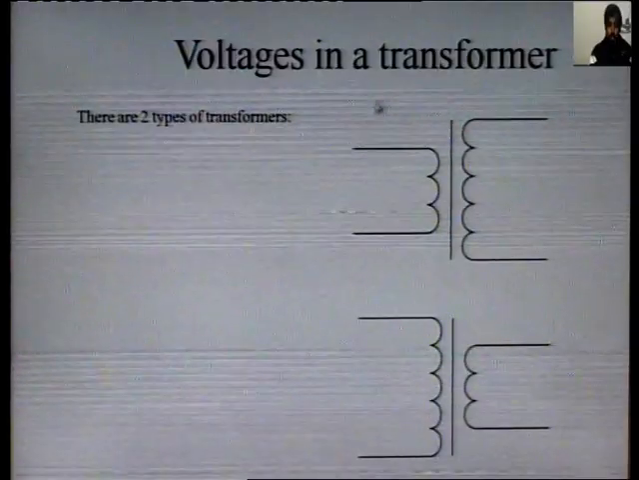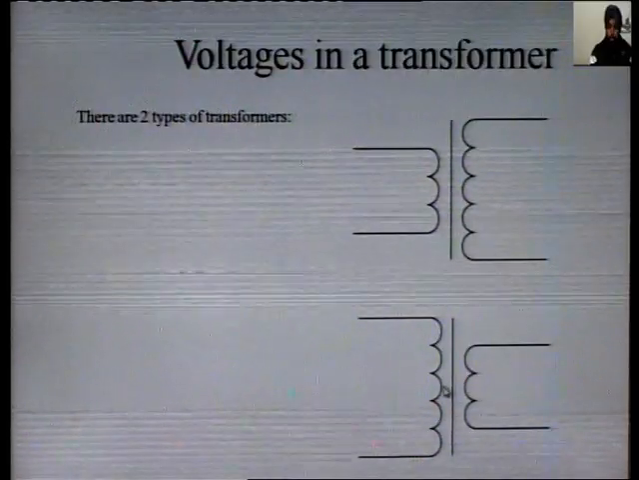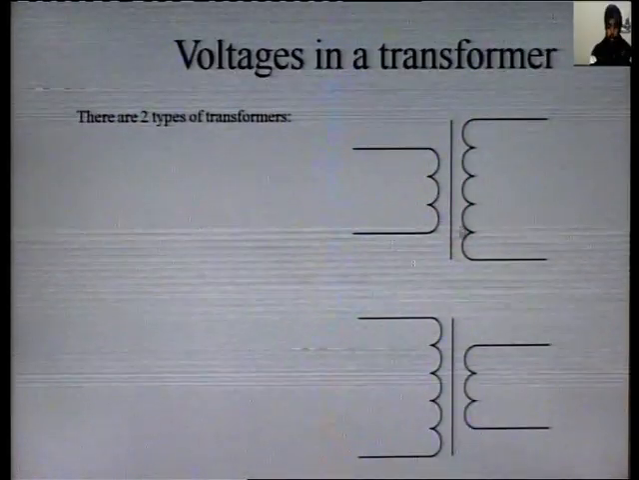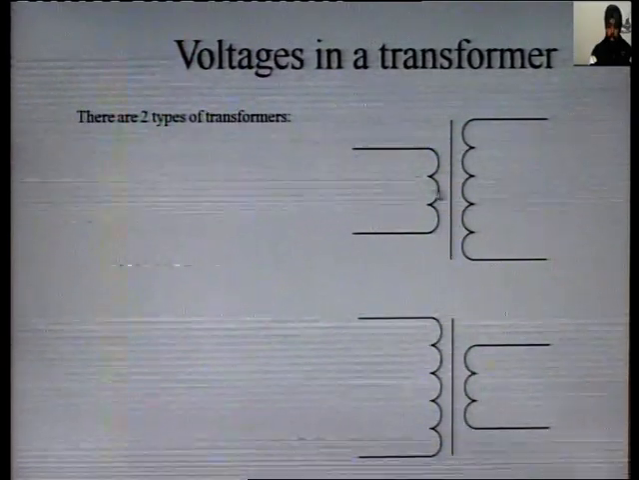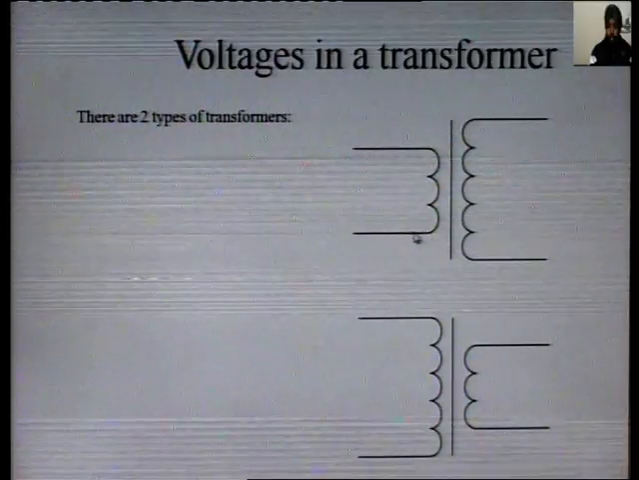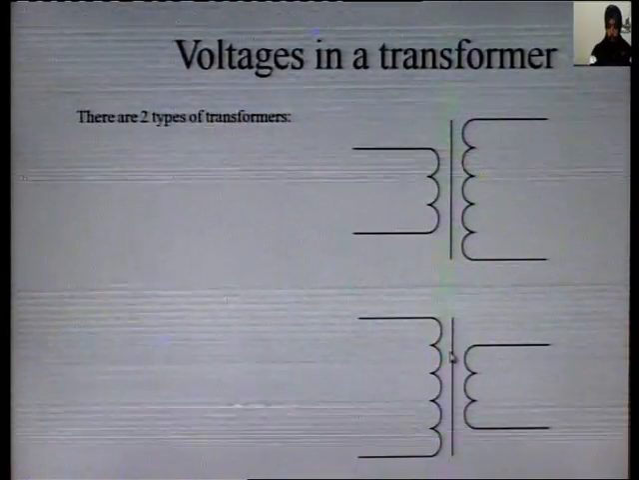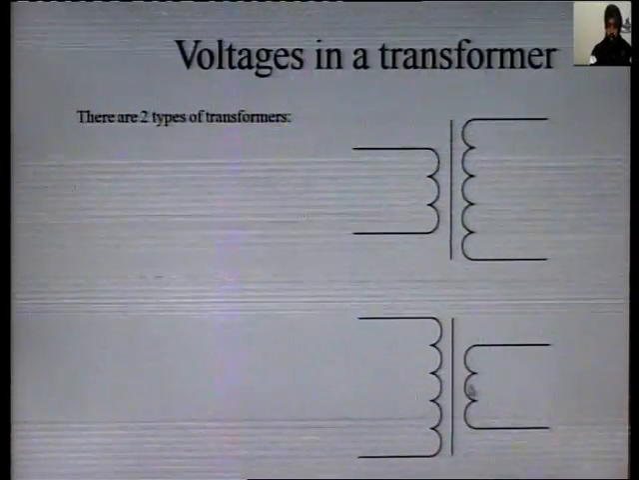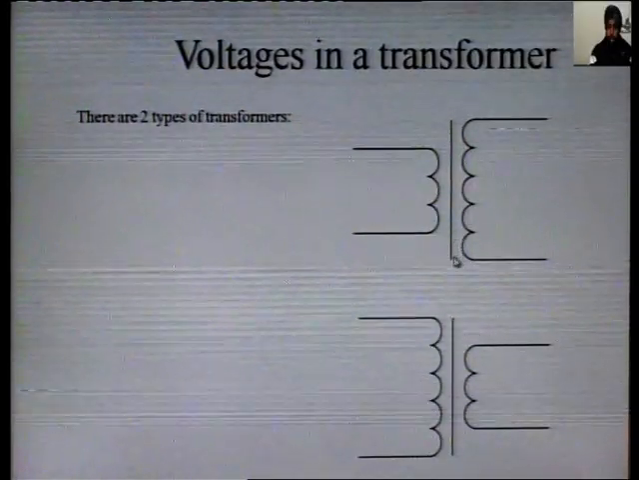Here you can see the two types of transformer. First is the step up transformer, second is the step down transformer. Now in the step up transformer, the number of turns on the primary side is less than on the secondary side. So the number of turns in the secondary side is more than the number of turns in the primary side. So it will step up the voltage. In the step down transformer, the number of turns on the primary side is more than the number of turns on the secondary side. So this line represents the core of the transformer.